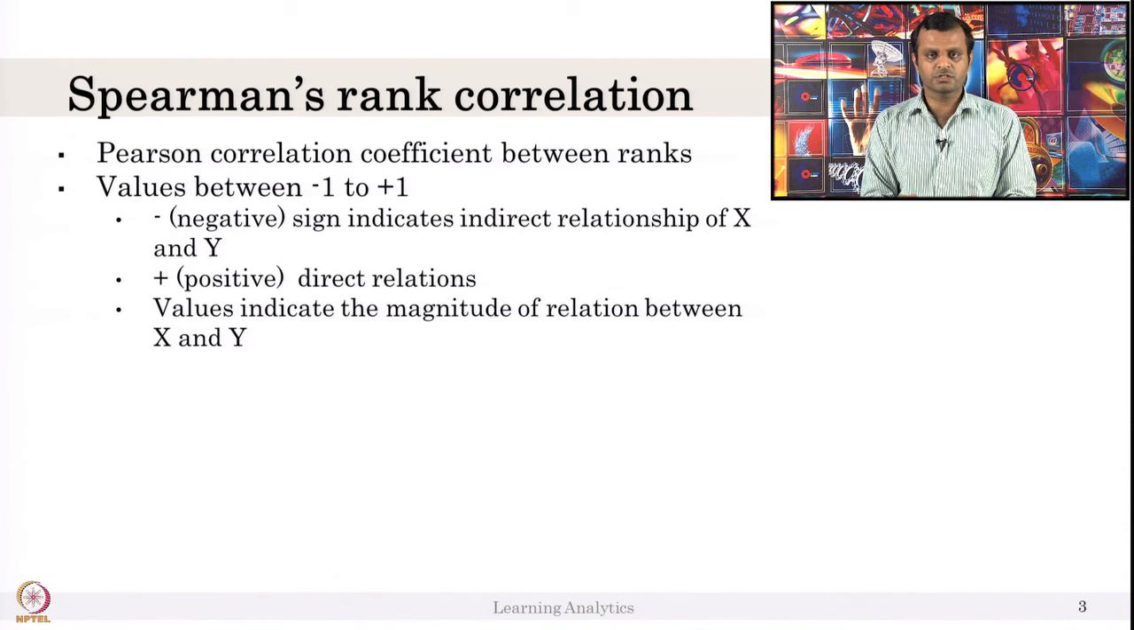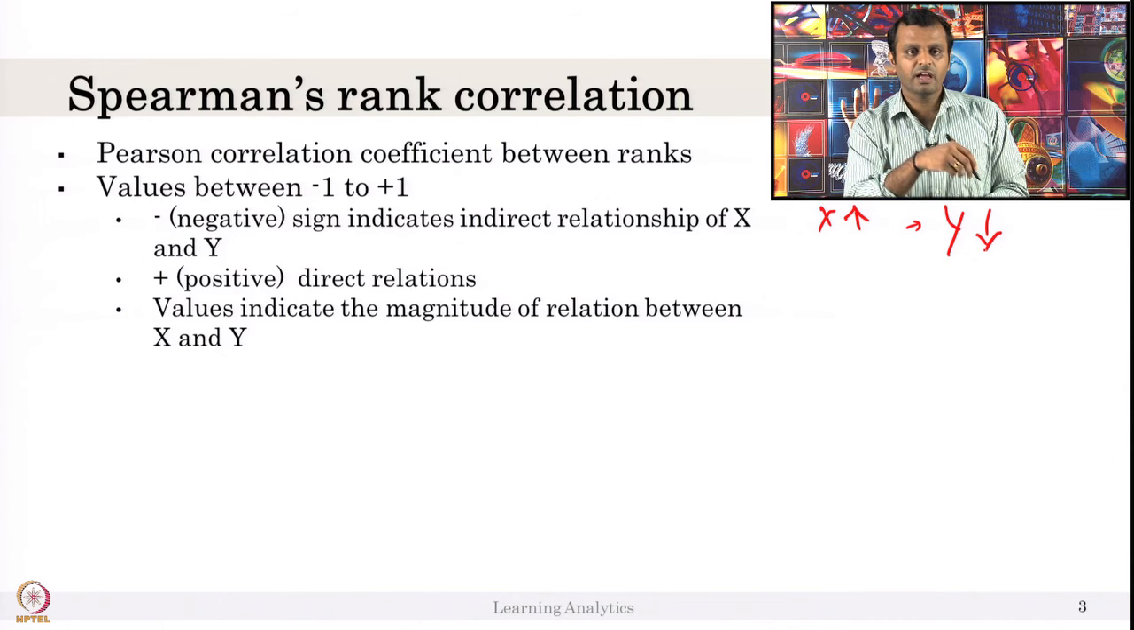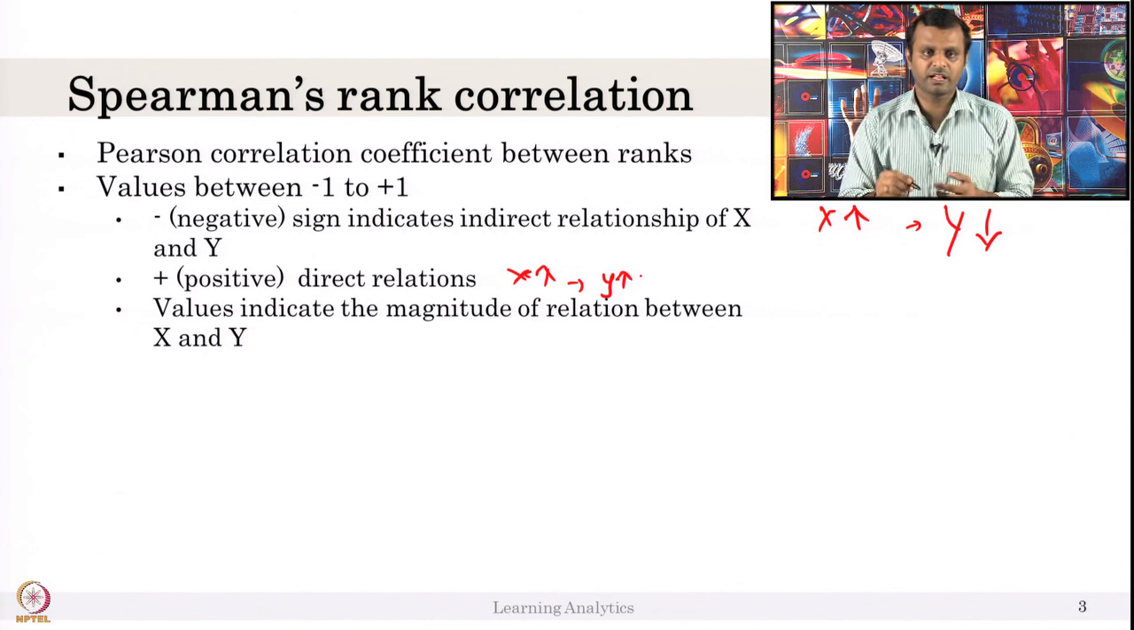Similar to Pearson's correlation coefficient, Spearman's rank correlation also varies between plus 1 and minus 1. A negative sign indicates an inverse relationship between x and y, that is, indirectly proportional. If x increases, then y will decrease. The positive sign indicates that if x increases, then y also will increase, so directly proportional. And the value indicates the magnitude of the relationship between x and y. If the value is high, like 0.8 or 0.9, it is strongly correlated. 0.2 indicates the correlation is a bit weak.